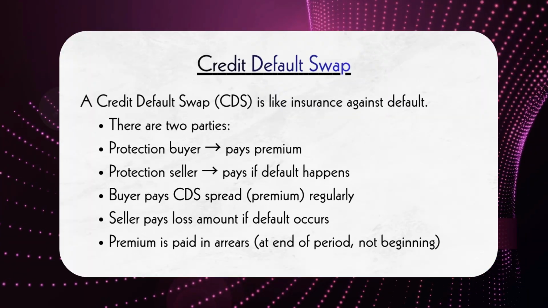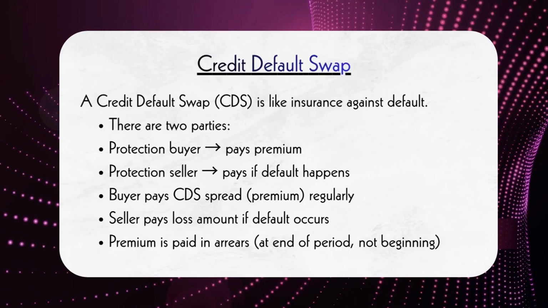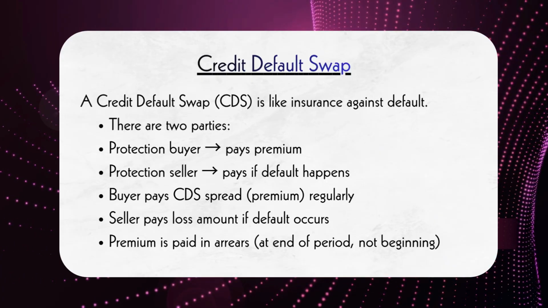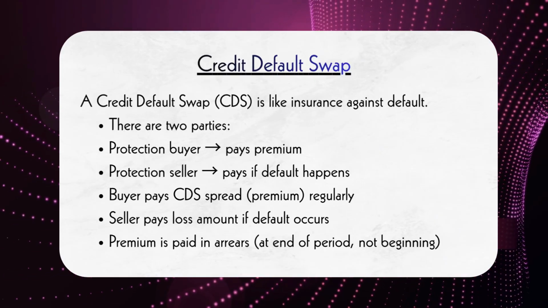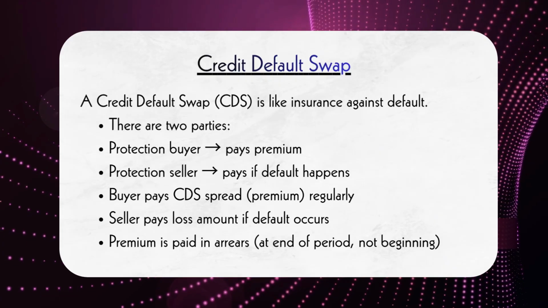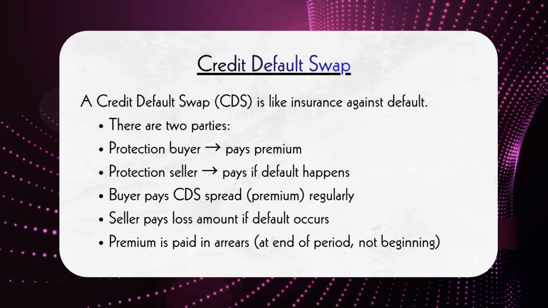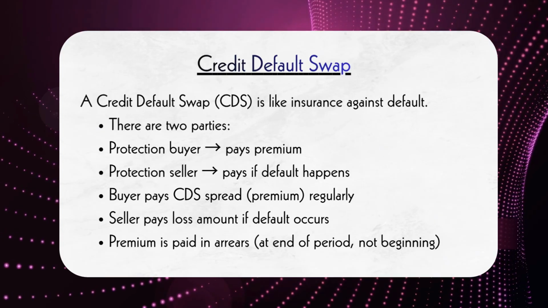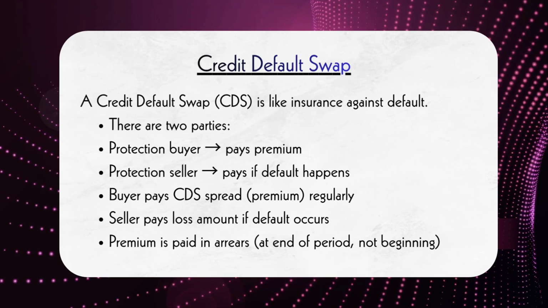Imagine you are an investor who owns a bond, and you are worried that the company might default. So, you decide to buy protection, just like buying insurance. This protection comes in the form of a credit default swap, or CDS. In this contract, you become the protection buyer, and you agree to pay a regular premium, called the CDS spread, to another party known as the protection seller. In return, the protection seller promises that if the company defaults, they will compensate you for your loss.